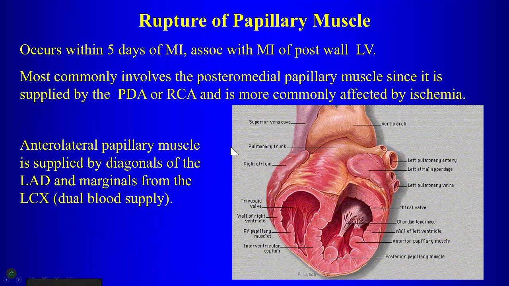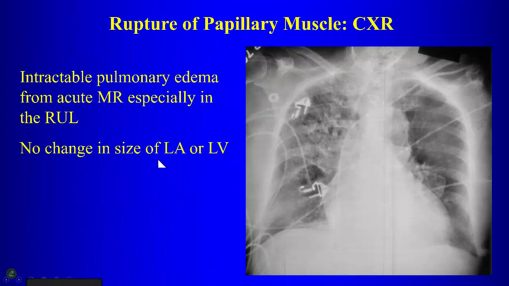Okay? So this tends to occur within 5 days of a myocardial infarct, especially if it involves the posterior wall, posterior medial papillary muscle, as we've talked about, why that tends to be involved more often. And it can result in intractable pulmonary edema because the acute mitral regurgitation is not well tolerated. And these patients can have asymmetric pulmonary edema, worse on the right side than the left, especially in the right upper lobe. Acutely, there won't be any change in the size of the heart because it's an acute mitral regurg as opposed to chronic mitral regurg.